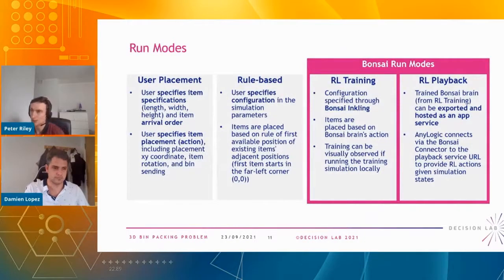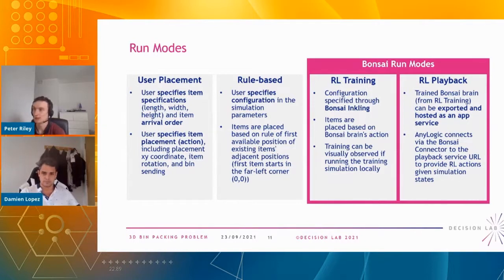So the model itself has various different run modes in AnyLogic. We have a user placement mode where there's an input database, and row by row we're specifying the exact dimensions of an item, the order of their arrival, and where they should be placed. This is the baseline mode that we use to verify that everything is going as expected, because it is a very deterministic mode.